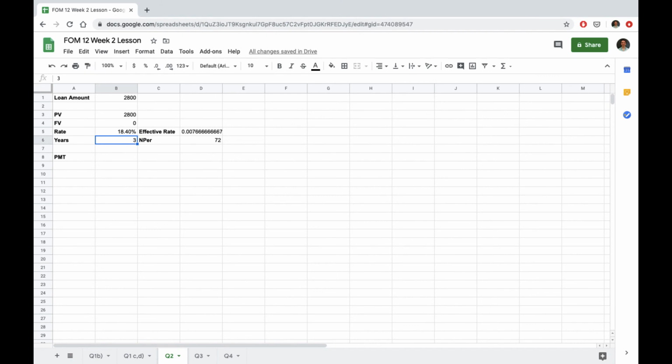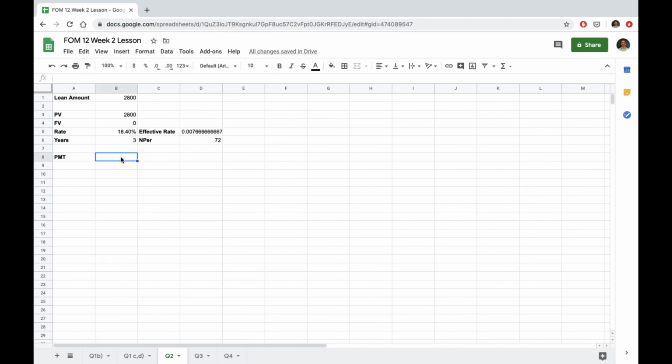Now we need to calculate our effective rate and number of periods as well. To do that, we need to remember that we're doing this semi-monthly. Semi-monthly means that it's twice every month. There's 12 months in the year. That means we're doing it 24 times a year, 2 times each month. So for our effective rate, we divide by 24. For our number of periods, we multiply by 24.